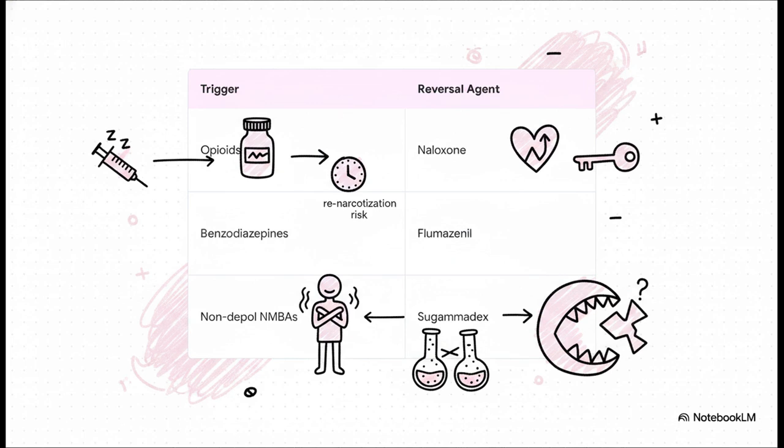If your patient has respiratory depression from opioids, the reversal is naloxone. You probably know it as Narcan. But beware the re-narcotization risk, because Narcan actually wears off faster than the opioid does. If the trigger is benzodiazepines, the fix is flumazenil, and for those non-depolarizing NMBAs causing paralysis, you reverse them with either neostigmine combined with glycopyrrolate or the newer encapsulating agent Sugammadex.